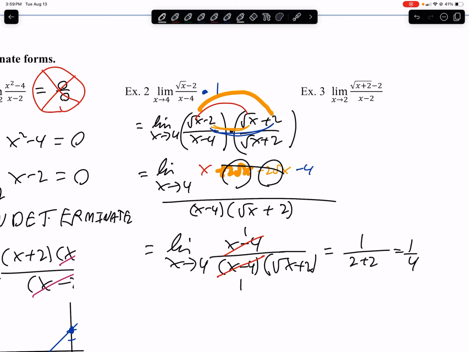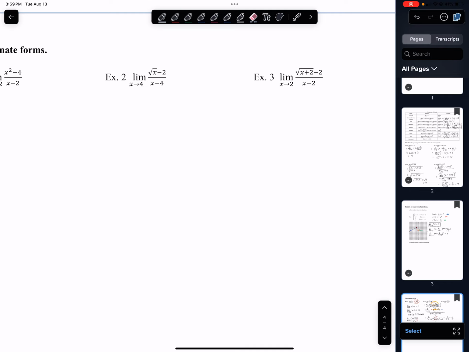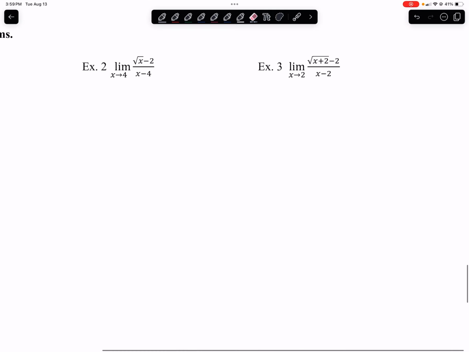Now for example 3, go ahead and give it a shot. You can pause. This is the last problem we're doing. I will clear this page and show you how to do the last one correctly. Okay, if you're back from your pause, you're going to multiply by 1. What's your 1 going to look like?